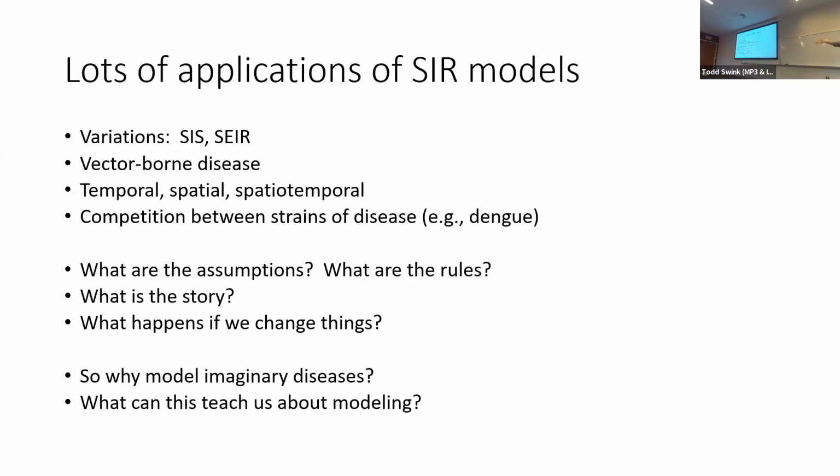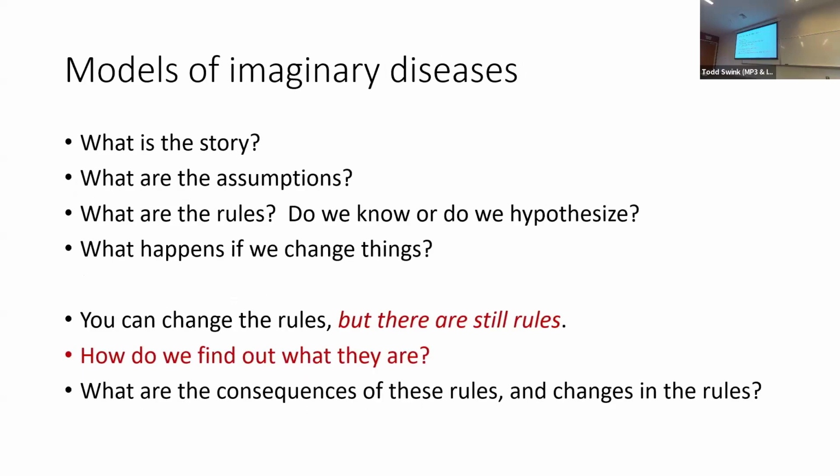Okay, so it sounds like there's a lot we could do with COVID, we could do with flu, we could do with dengue. So why use the imaginary diseases? And part of that is because I think you can make it a little simpler than the real world. So with imaginary diseases, you're going to do the same thing. What's the story? What are you trying to model? What are the assumptions? What are the rules? What do you know? Like this rule has to hold, and which one do I think?